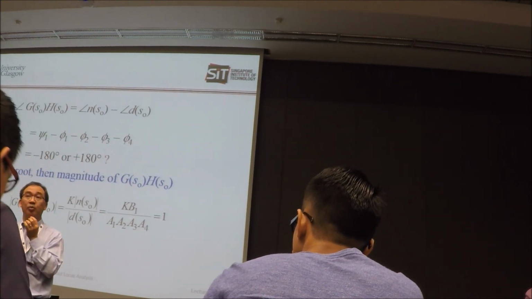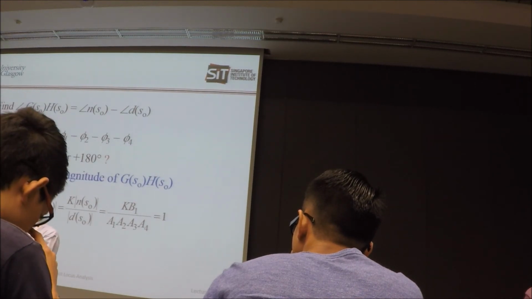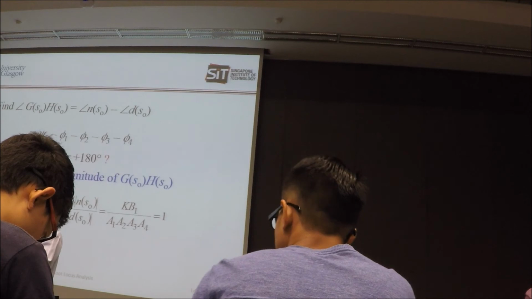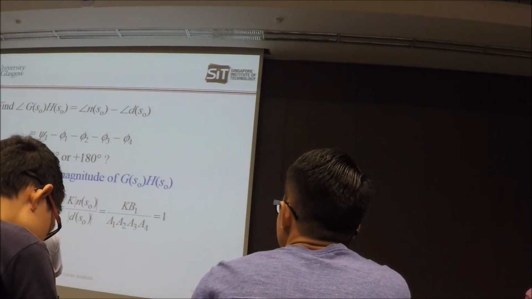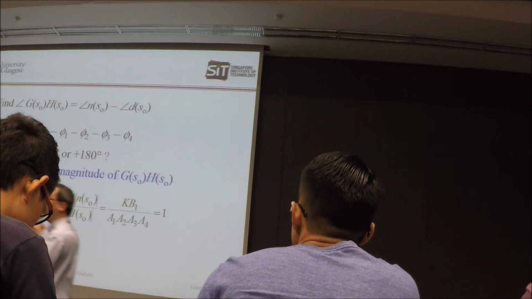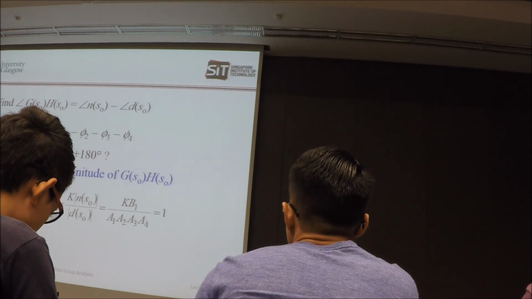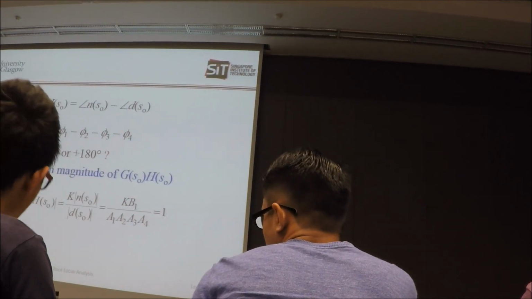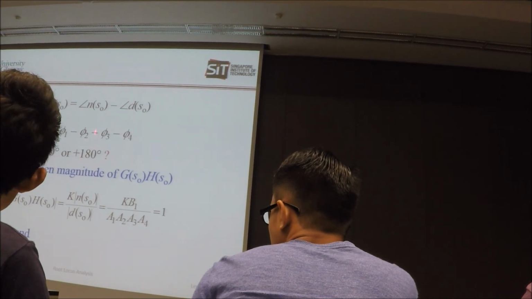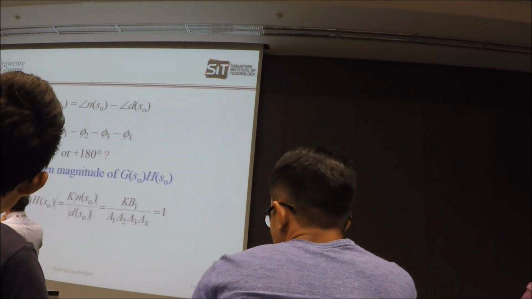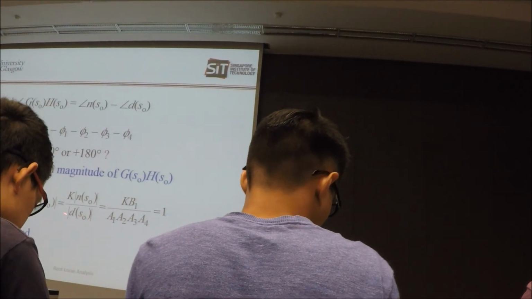So if it's not equal to plus minus 180 degrees, what does that imply? The point is not on the root locus. That means S0 is not a solution of your characteristic equation. Then of course you do that because that is the easiest one to check. You check the angle condition first. Once you work out the angle condition is actually plus minus 180 degrees, then you check the magnitude.